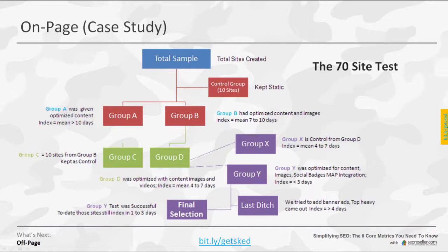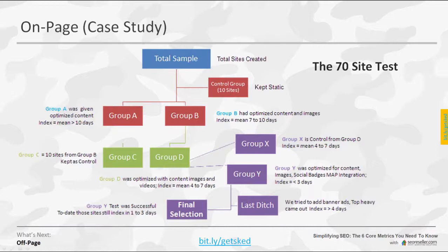Group A, with varying page rank, by the way, and it was still readable way back in 2012, had a mean index of greater than 10 days, while Group B, with two content formats and optimized content, was indexing between 7 to 10 days, which means Group B is what we were looking for. So we proceed further with the experiment, and we take Group B and we segregate it into two.